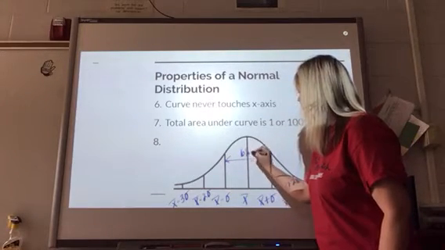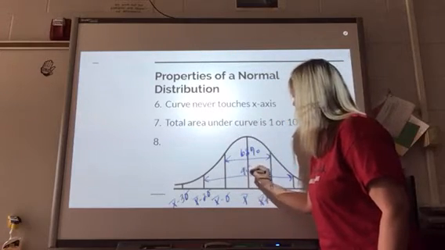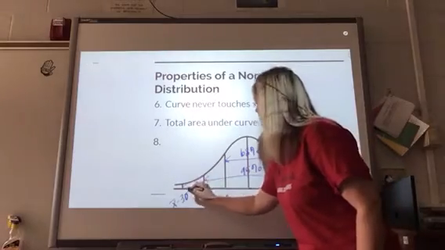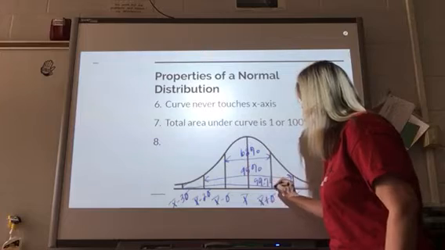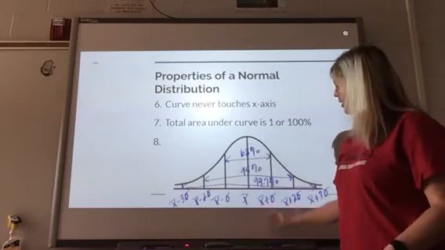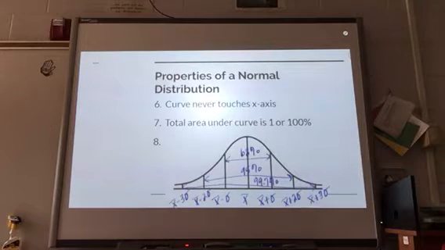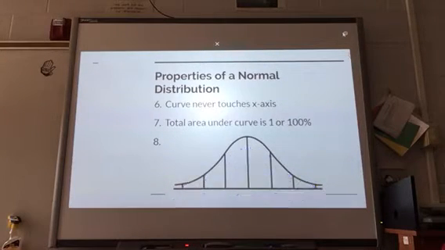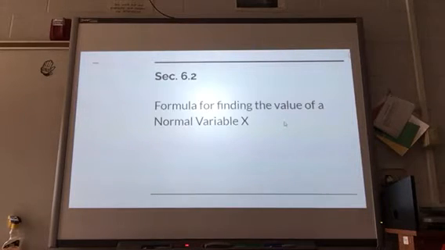68% of the data falls here. 95% falls here. And 99.7% falls there. Okay, and we've already talked about that. And we've talked about what each of these sections could represent too, if you needed to go that deep. The standard normal distribution is a normal distribution with a mean of 0 and a standard deviation of 1. Okay?